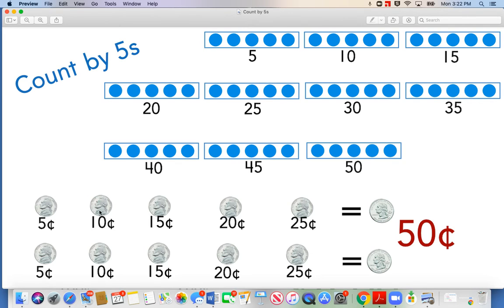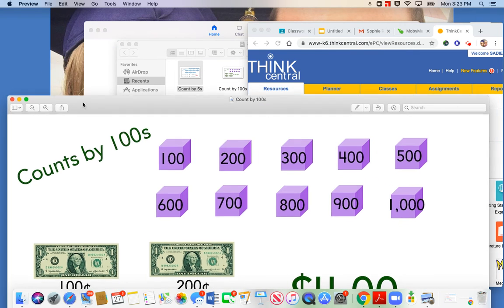We have 5, 10, 15, 20, 25, 30, 35, 40, 45, 50. So we know that 10 nickels, because we've got 10 nickels here, is the same as 50 cents, which is also the same as 2 quarters. Okay, let's move on to counting by 100s.